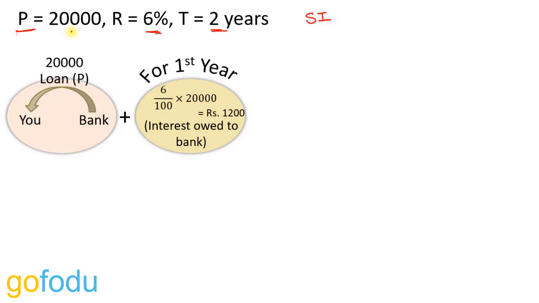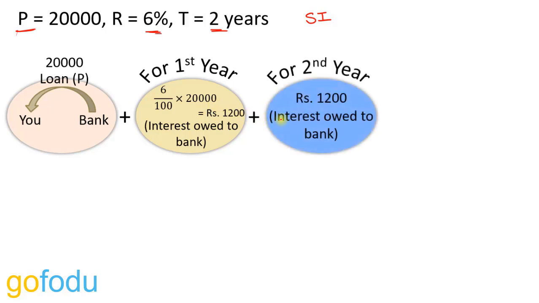Remember that simple interest is simple. It remains the same every year. Every year you will be paying 6% of 20,000 as the interest. So the second year's interest is also rupees 1200.